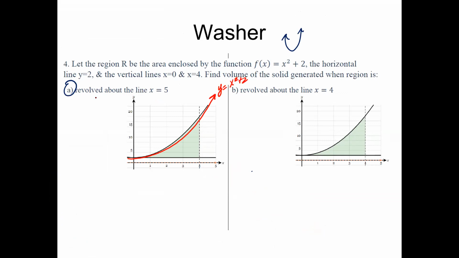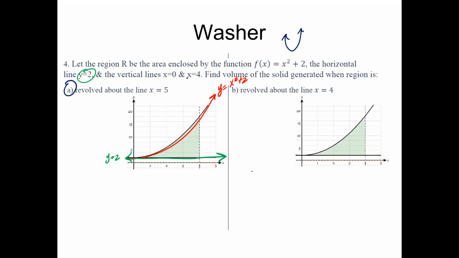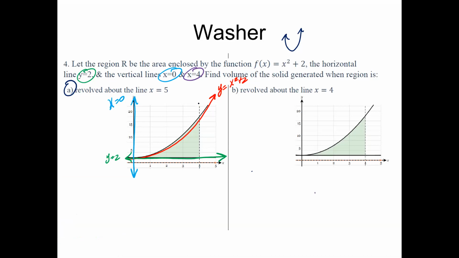The horizontal line y equals 2. So y equals 2 means that it is going to be like right here. Y equals 2. So this green line. And it is vertical lines 0. X equals 0 is right here. And x equals 4. I'm running out of colors. Let's do purple for this one.